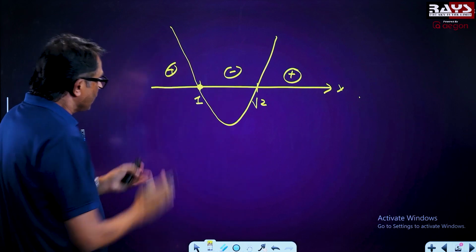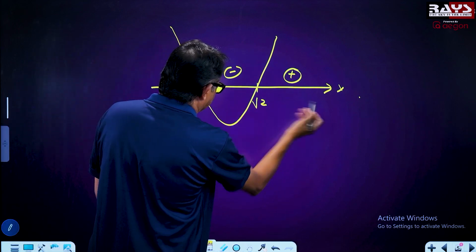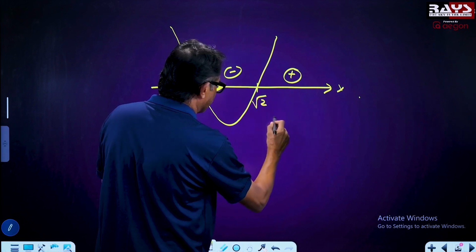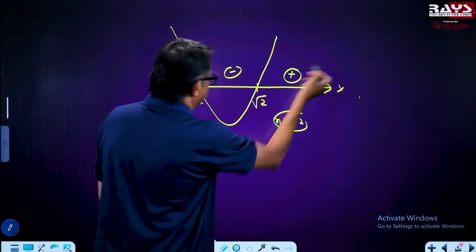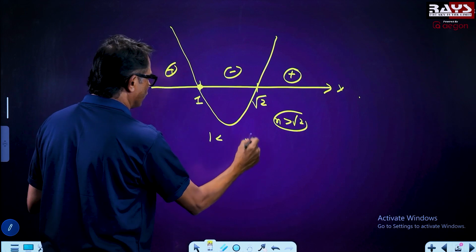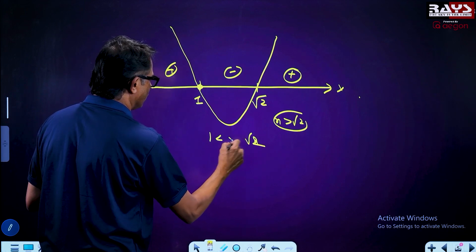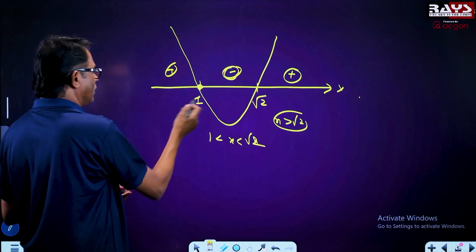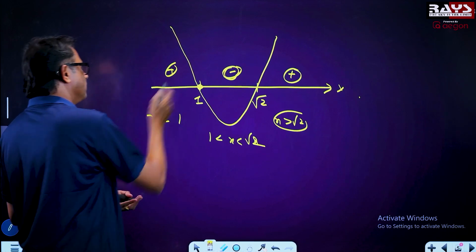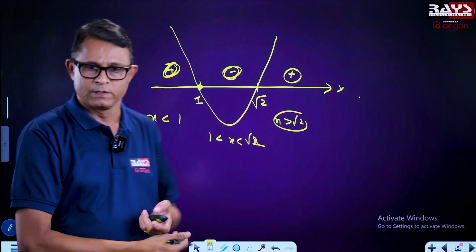Now, for any x greater than root 2, P of x is positive. For x between 1 and root 2, P of x is negative. And for x less than 1, P of x is positive. That is the meaning.